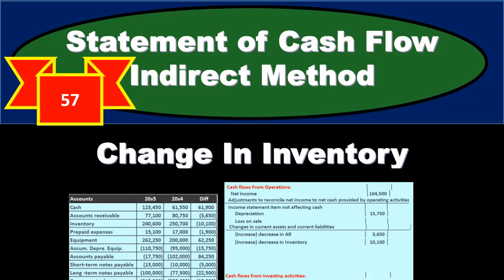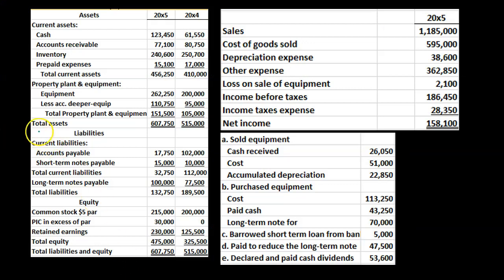In this presentation, we will continue putting together our statement of cash flows using the indirect method, now taking a look at the change in inventory. We're going to be using our materials here with a comparative balance sheet, the income statement, and some added information, working primarily at this time from a worksheet that was made from the comparative balance sheet.